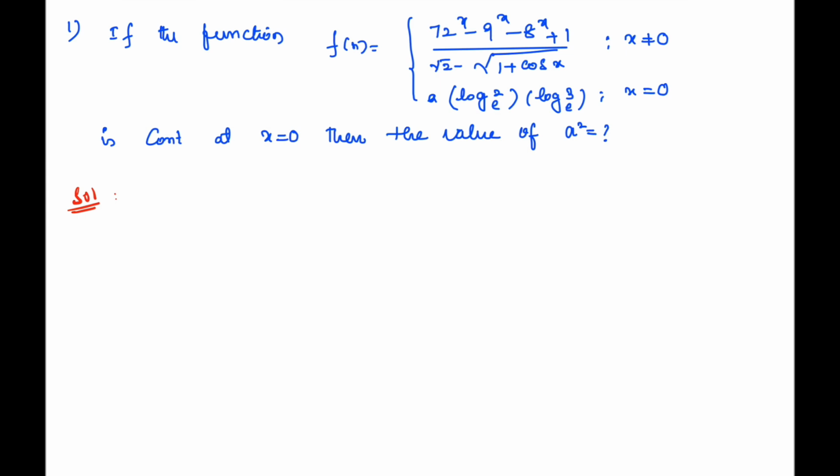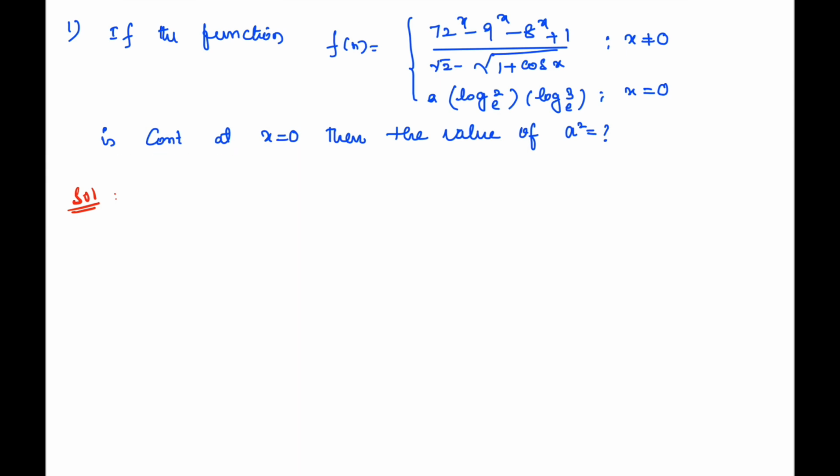Now here we have f of x is equal to 72 power x minus 9 power x minus 8 power x plus 1 by root 2 minus root of 1 plus cos x, where x is not equal to 0. And at x equal to 0, the function value is given as a into log 2 base e log 3 base e. The information given is that the function is continuous at x equals 0.